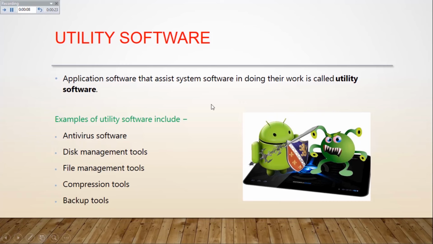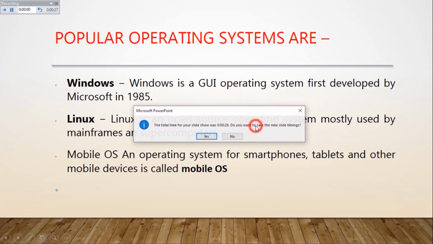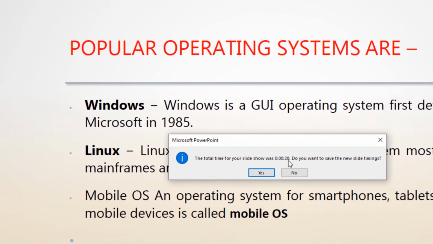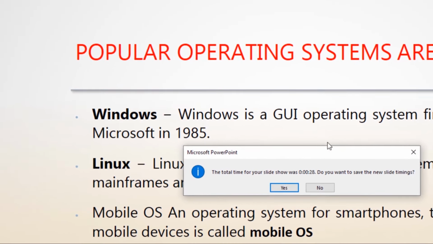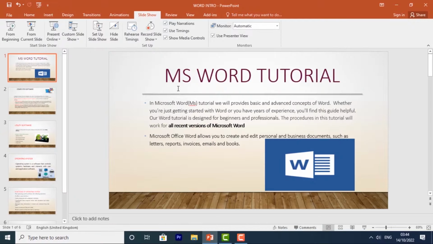Now once you record and you get to the end, it will tell me the total time for your slide. For me it was 28 seconds, but it will change depending on how long you want that recording to last. Then if you want to save the new slide timings, you click yes. If not, you click no. So I'll click yes for now, and I've saved those timings on my slideshow.